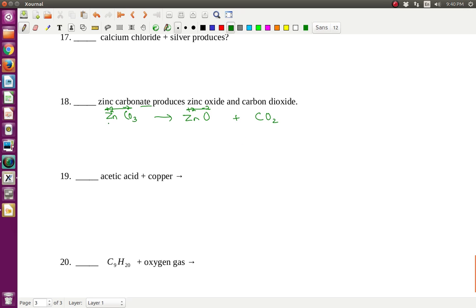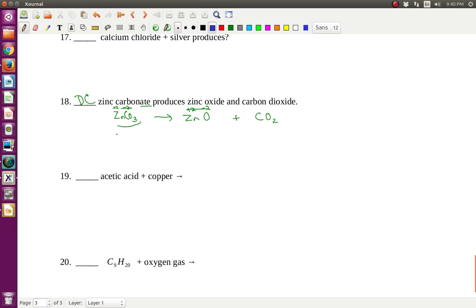All right, so what do we have? We have one thing on the reactant side, and it falls apart into different things on the product side. So whenever you take something and break it apart, that is decomposition. It's breaking apart. All right, now we need to balance it.